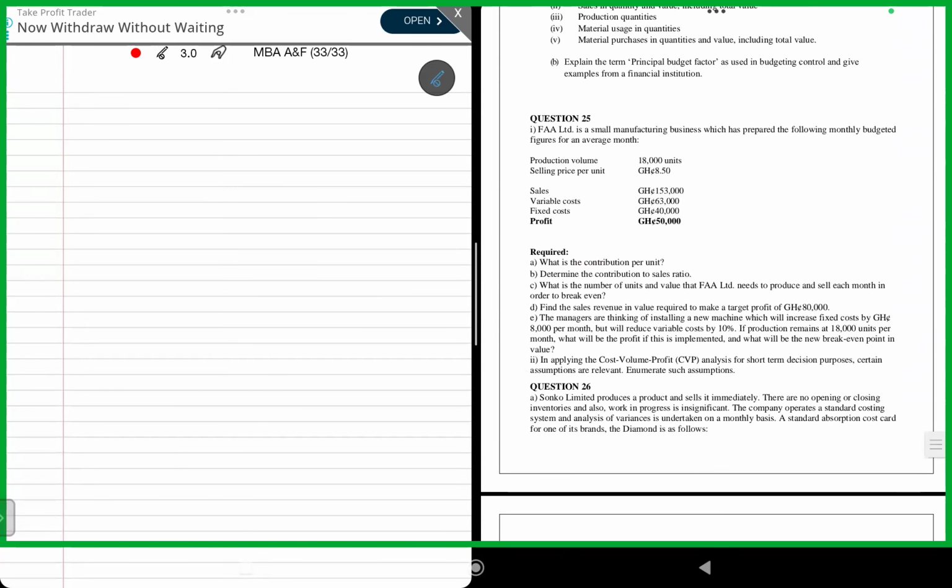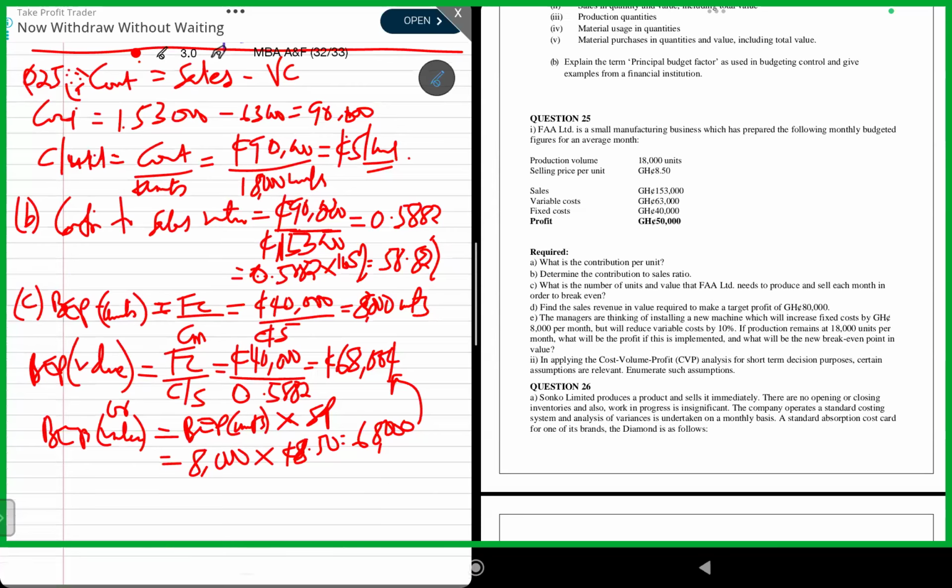All right. Where are we? Let's go to the E. The second formula for the BEP in value. You write it, right? Check it. Fixed cost over contribution. No, the second. Is it BEP unit times selling price? Yes, that's correct.